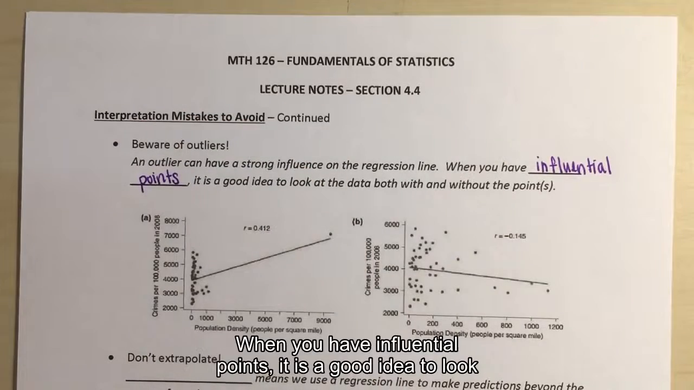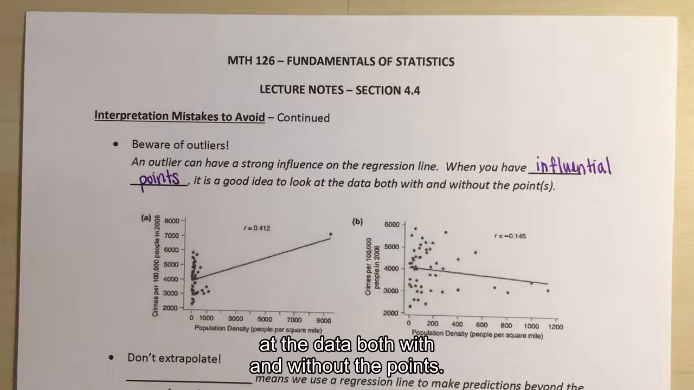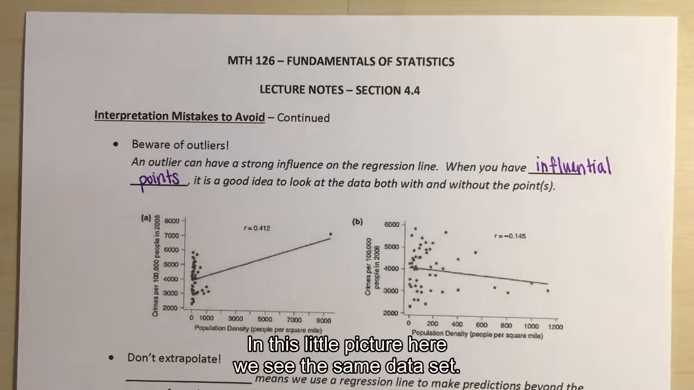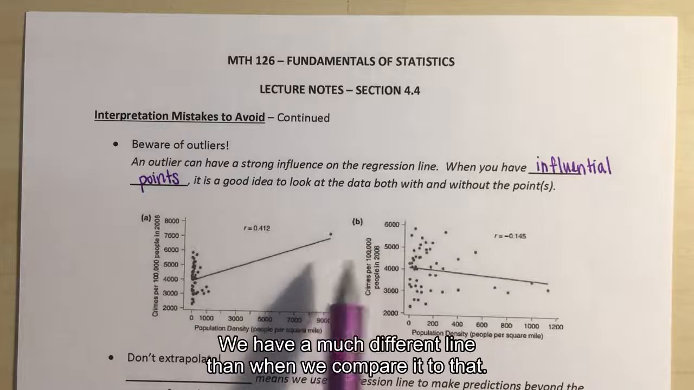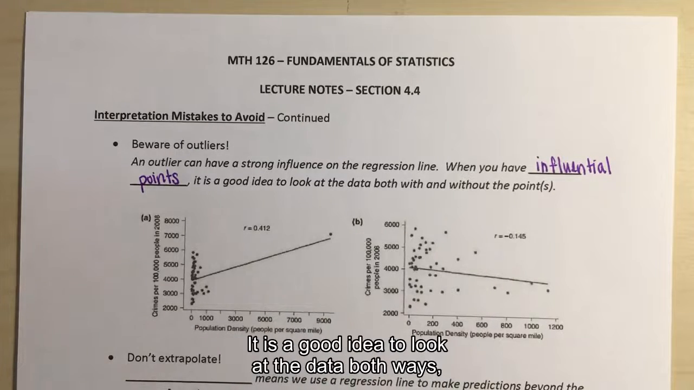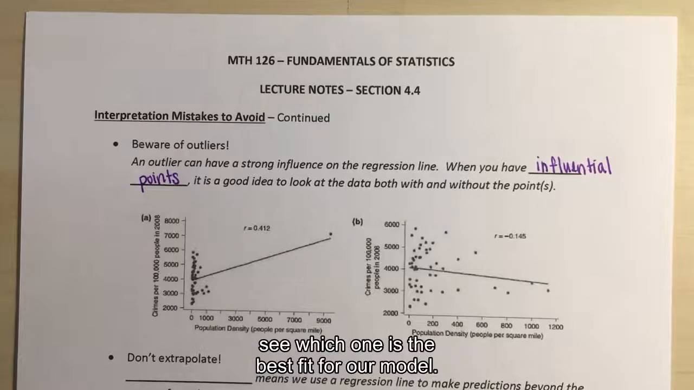So when you have influential points, it is a good idea to look at the data both with and without the points. In this little picture here, we see the same data set. This one we have one value that's way over here, and we have a much different line when we compare it to that. So it is a good idea to look at the data both ways and see which one is the best fit for our model.